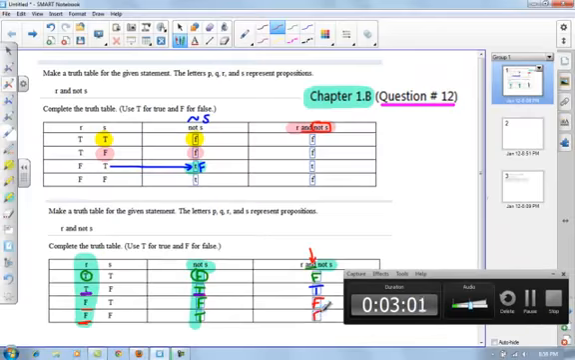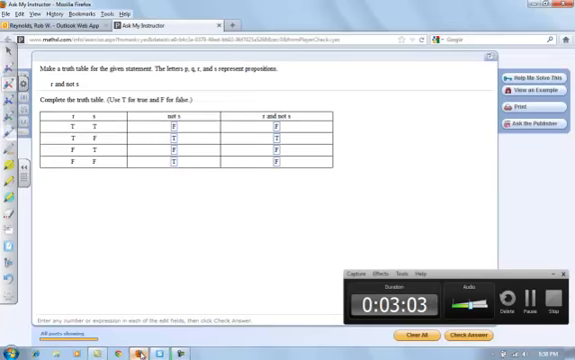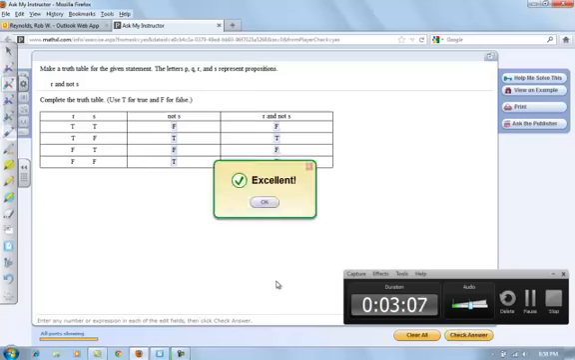That's also a false. So if I'm in MyMathLab and I'm checking my final answer, I'll check and it says excellent, well done, and I'm going to go on to the next problem.